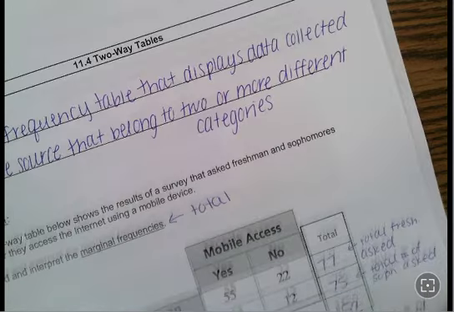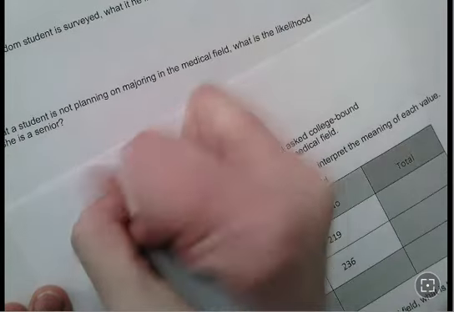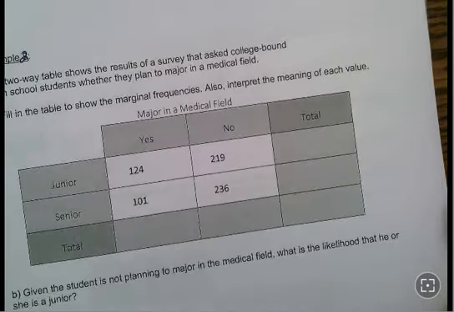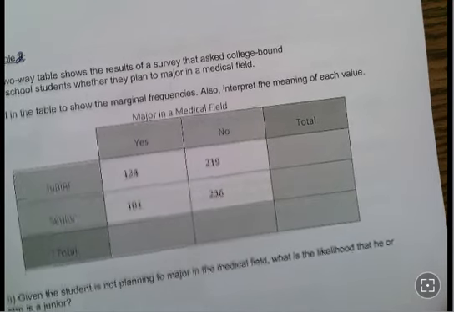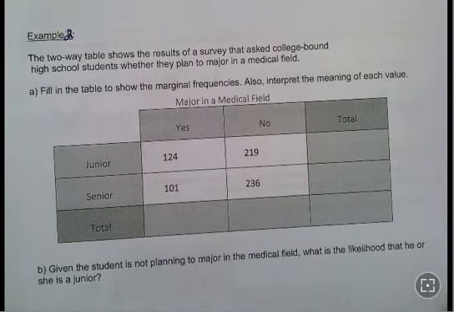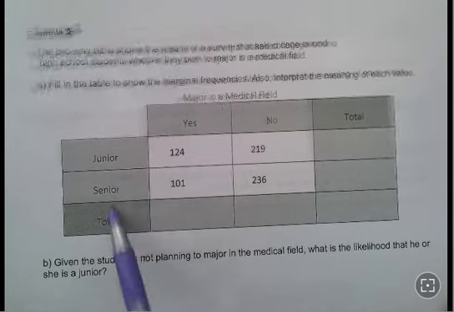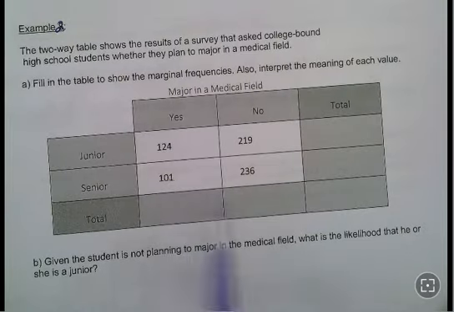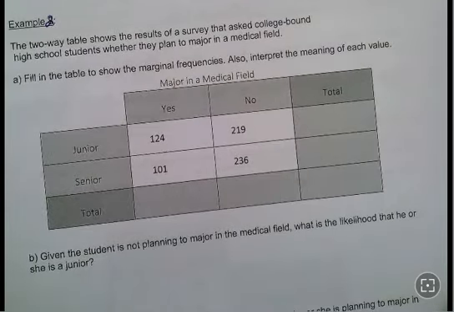Okay? So here we go. This is example 2. Okay? The two-way table shows the results of a survey that asked college-bound high school students whether they plan to major in the medical field. Okay, so we're going to fill in and figure this out. So we asked juniors and seniors. 124 juniors said yes and 219 said no. 101 seniors said yes, 236 said no. Okay, so let's go ahead and find our marginal frequencies.